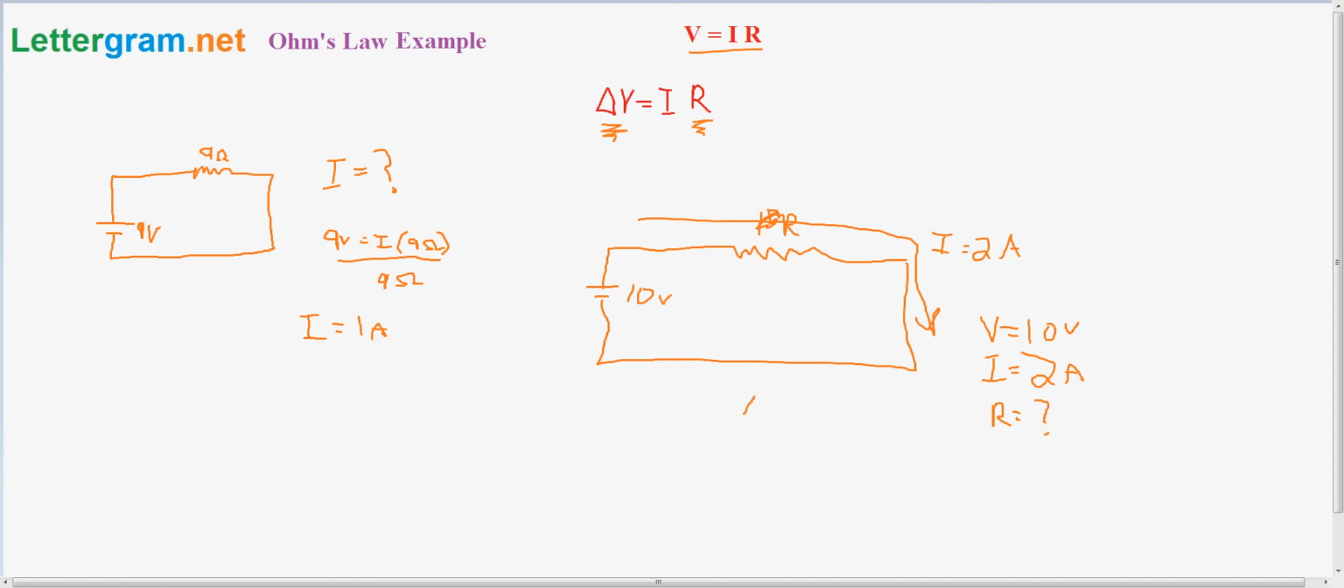So we take V divided by I, and that's equal to R. So 10 volts divided by 2 amps is equal to 5 ohms. And that's what that resistor right there will be.